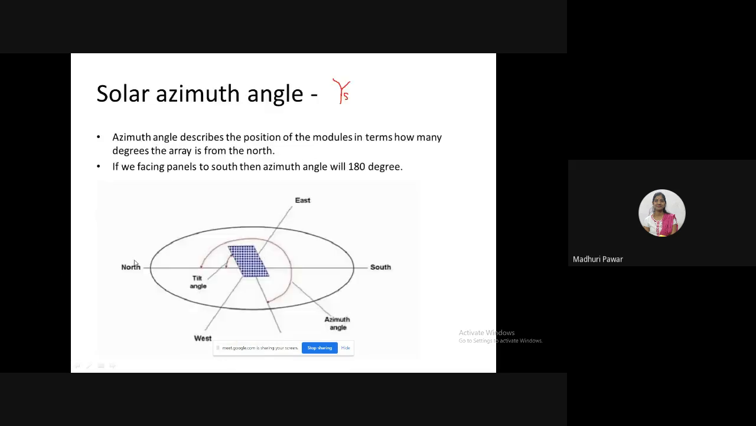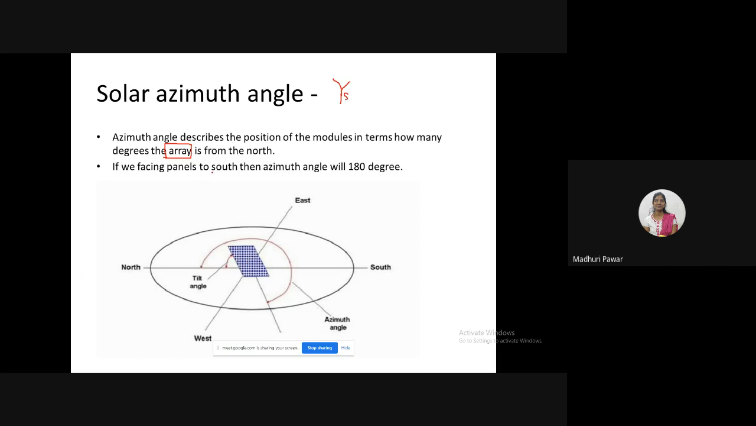The next is the solar azimuth angle. Solar azimuth angle is denoted by lambda, and here the definition of the solar azimuth angle is given. So what is the definition? Azimuth angle describes the position of the modules in terms of how many degrees the array is from the earth. This array is nothing but the collection of solar panels. When you go to see a solar plant, at that place you will see a solar array.